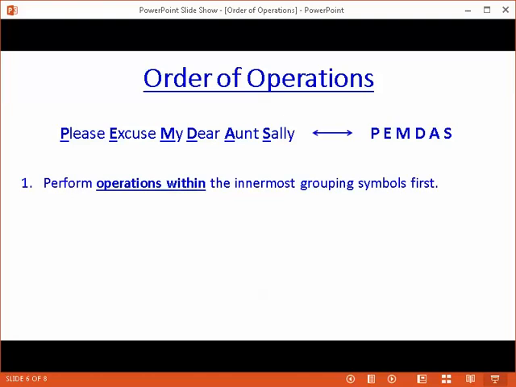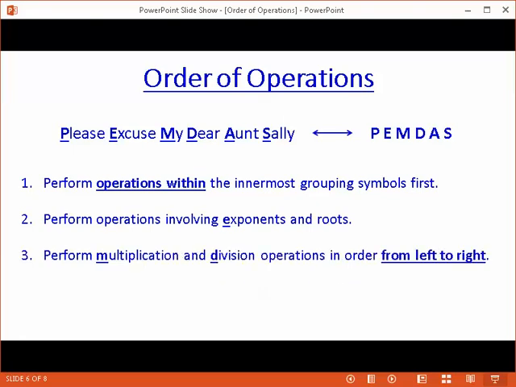So in step one, what you want to do is perform any operations within the innermost grouping symbols first. So again, those are the parentheses or the brackets, etc. Secondly, you want to take care of any operations involving the exponents or roots. And then here's where it gets tricky.